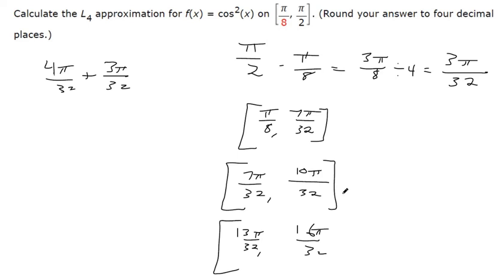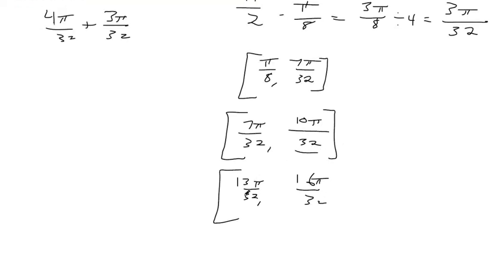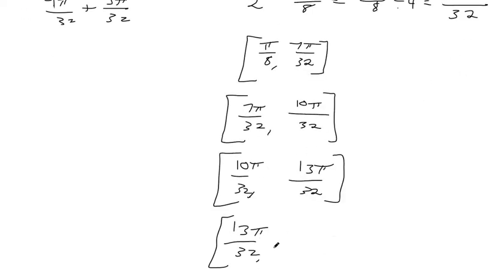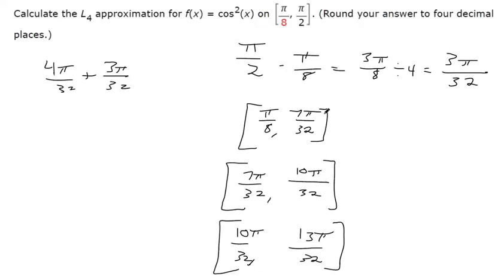Oh, it's only 3 subintervals. What did I do wrong? Oh, I skipped over one. Look, this doesn't start where this ended off. Sorry, I was getting ahead of myself. There should be 10 pi over 32 to 13 pi over 32. And then the last subinterval is 13 pi over 32, and if you add another 3 pi over 32 to it, you get 16 pi over 32, which is just pi over 2, which is where we wanted to end in the first place.